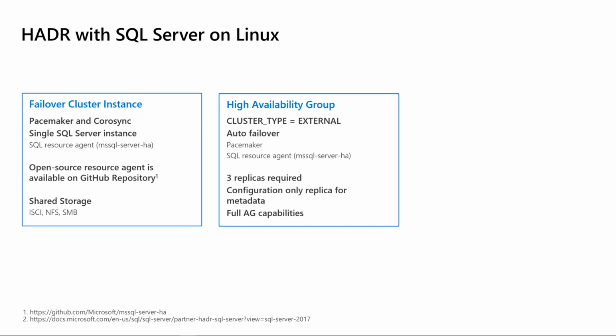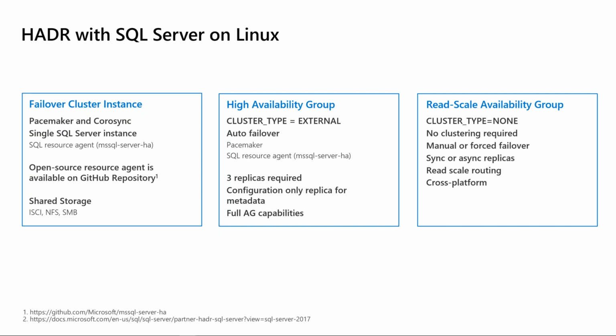And here's the good story, though. That third replica instance, what we call a configuration-only replica, can be SQL Express. So you can take a free version of SQL and make it that third replica. But you get full AG capabilities, failover, read capabilities on the secondary, sync, async, however you want to do it.